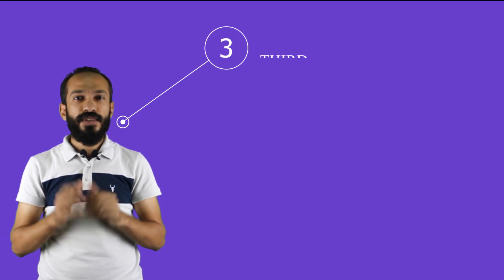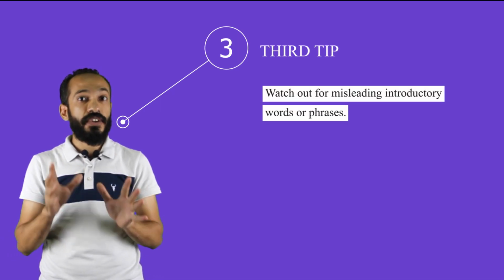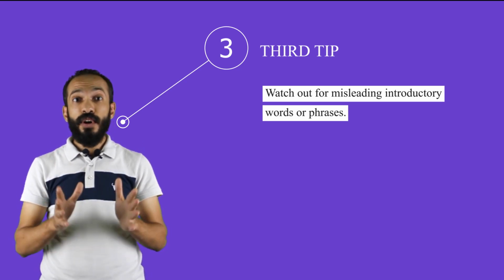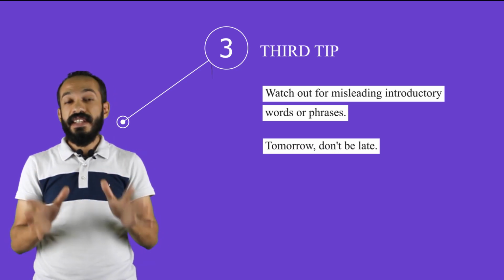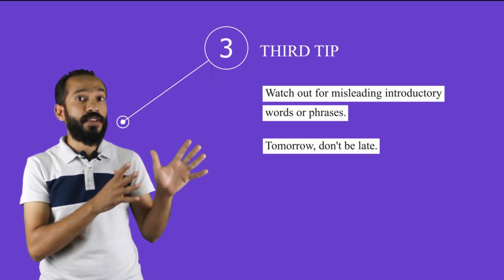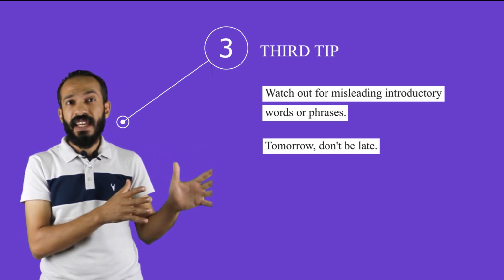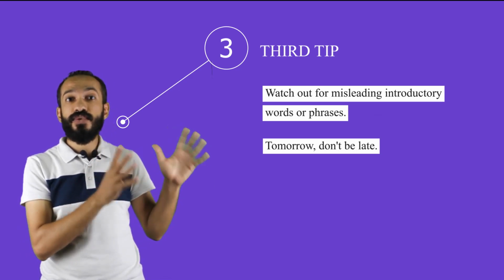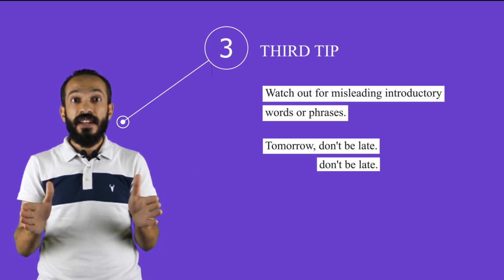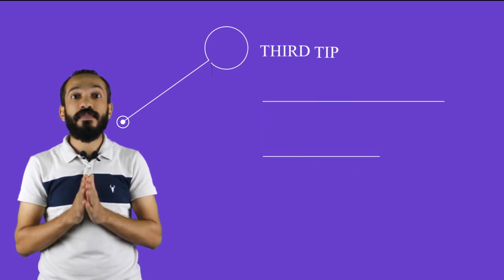Tip number 3. Don't be tricked with the introductory phrases, because they may mislead you in understanding the type of sentence. Here's an example. Tomorrow, don't be late. The sentence starts with tomorrow, which gives you the feeling that there's pretty much no way this could be a command. I cannot order someone or request something starting with tomorrow. But tomorrow in that case is not a part of the sentence, it's just the introductory word. The sentence starts when I said, don't be late. So tomorrow, don't be late, altogether counts as a command or an imperative sentence.